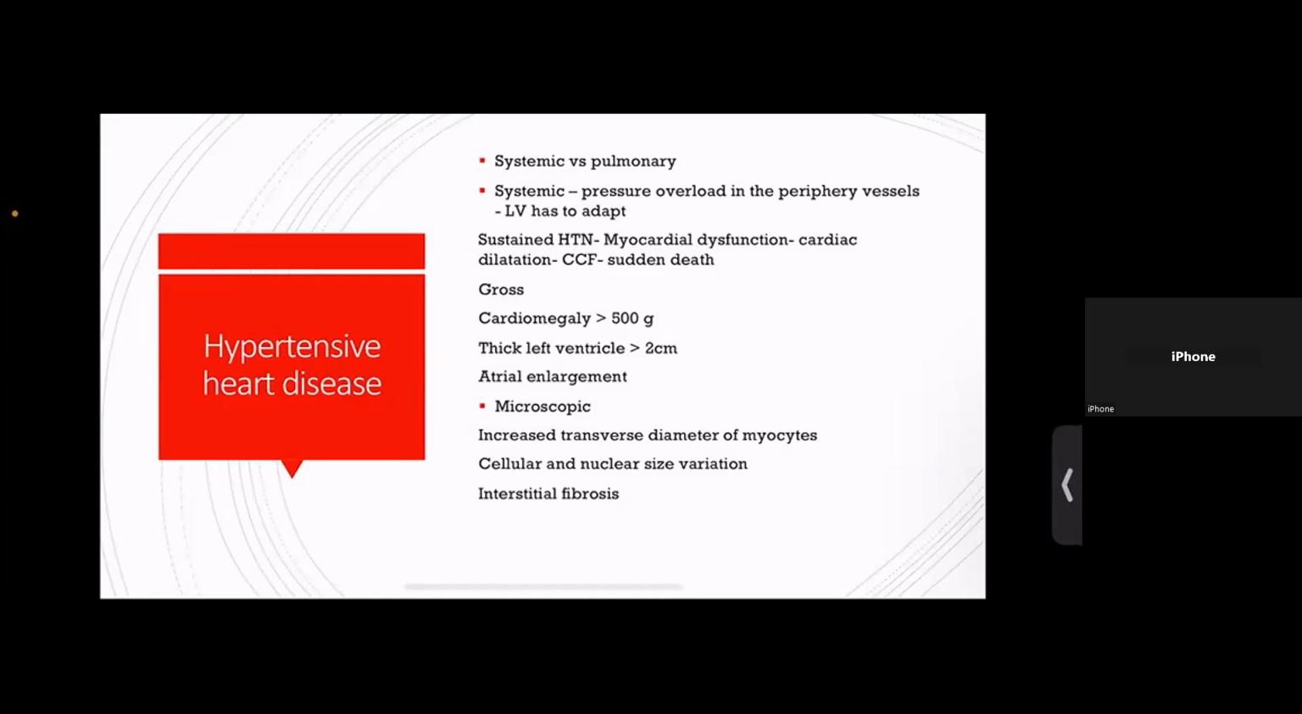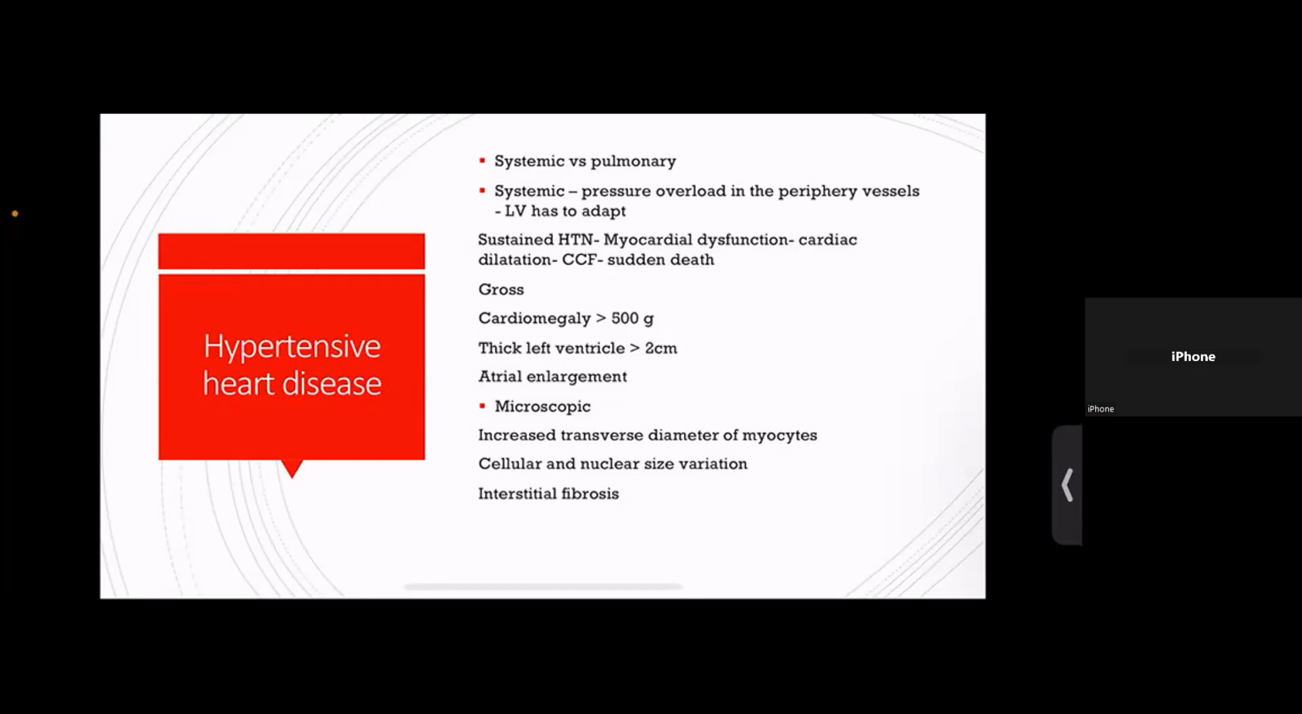So, grossly, in a patient with hypertensive heart disease, what are you supposed to see? Remember, we don't have hypertrophy here. We don't have hypertrophy of the left ventricle. Instead, we have dilatation of the left ventricle. So because of the dilatation, the heart enlarges.